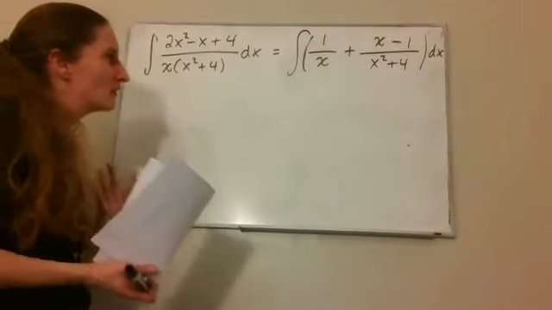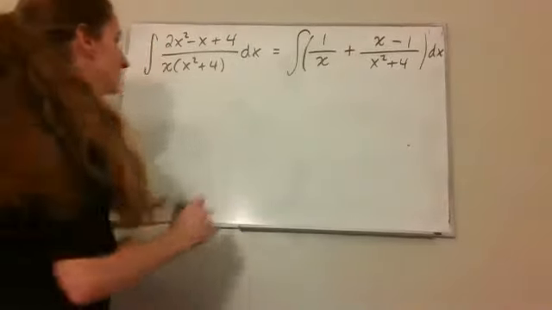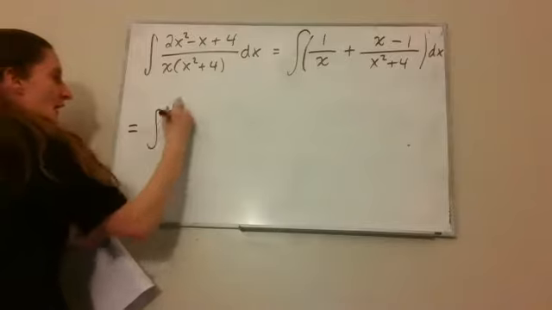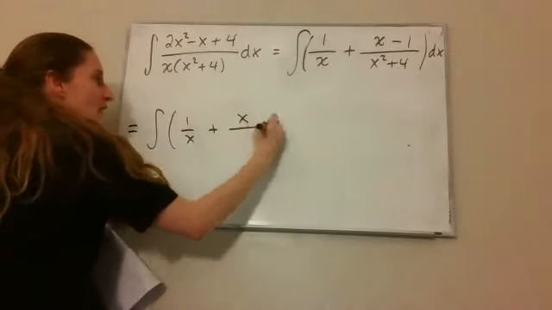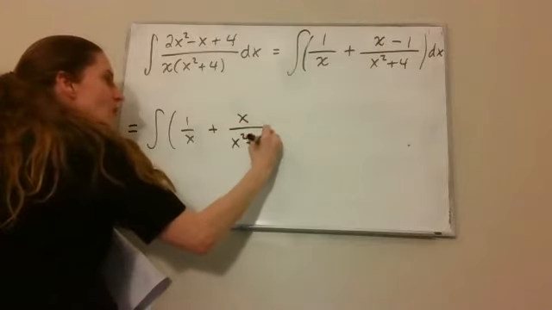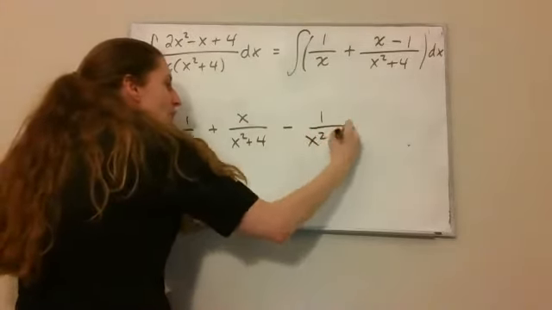Well, I personally would take this last term and split it into 2 fractions. So I'm going to have my 1 over x. Then I'm going to have an x over x squared plus 4. And then I'm going to have a minus 1 over x squared plus 4.